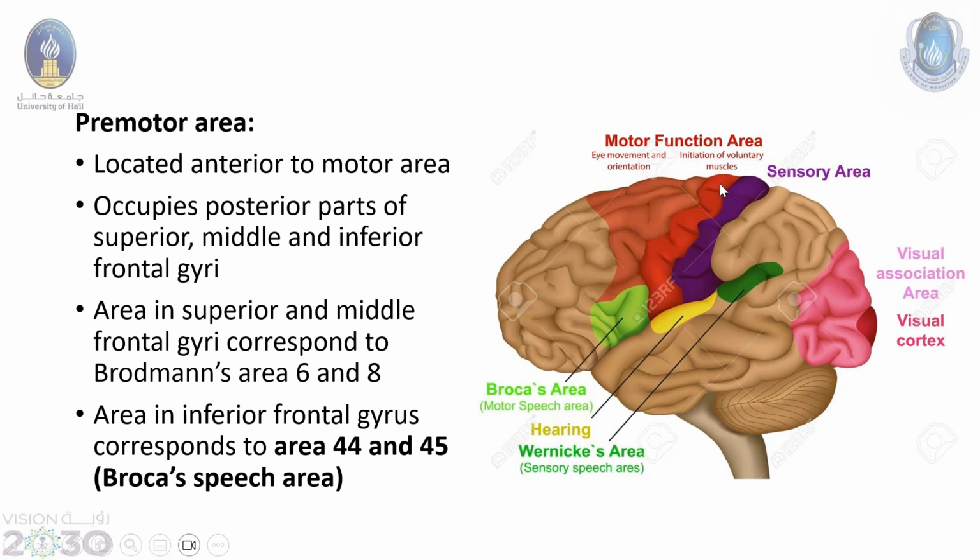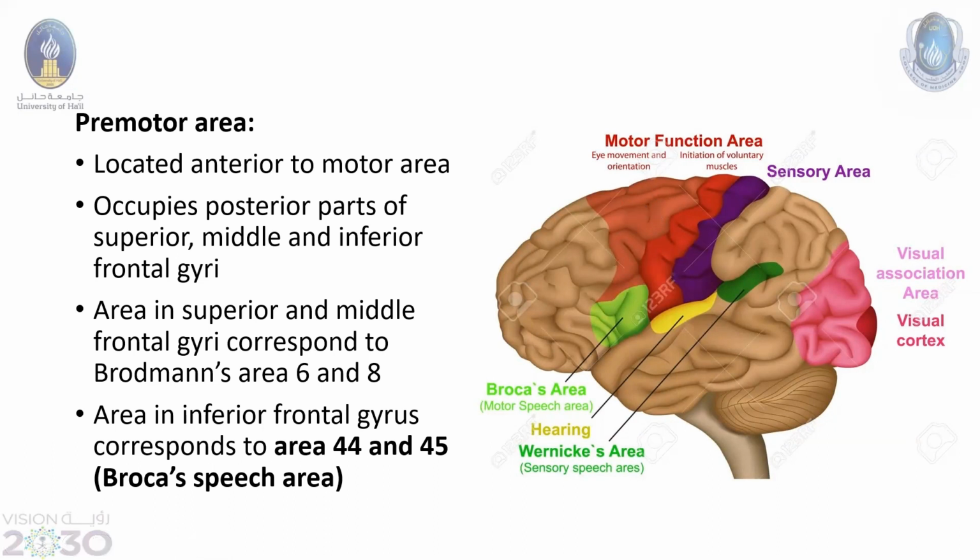So here is the primary motor area. Anterior to that will be the premotor area. It occupies the posterior part of the superior, middle, as well as the inferior frontal gyri. So here will be the superior, this is the middle, and the inferior frontal gyri, and within that will be the premotor area.